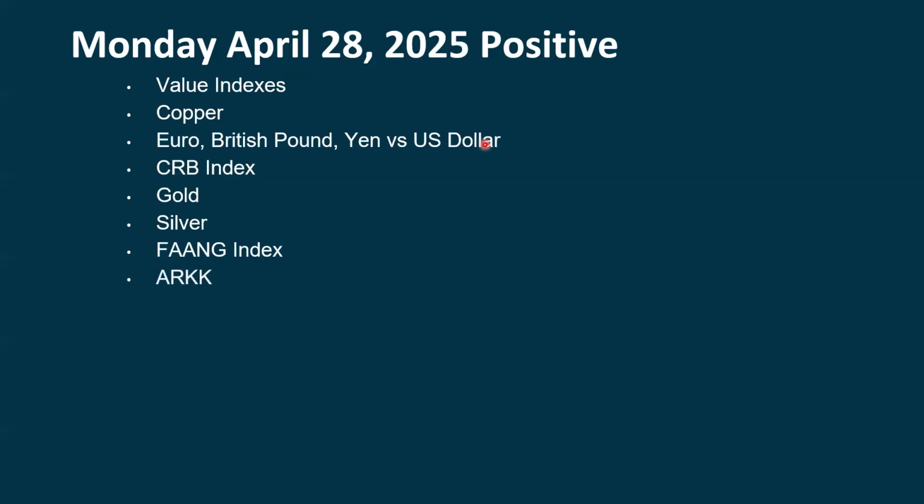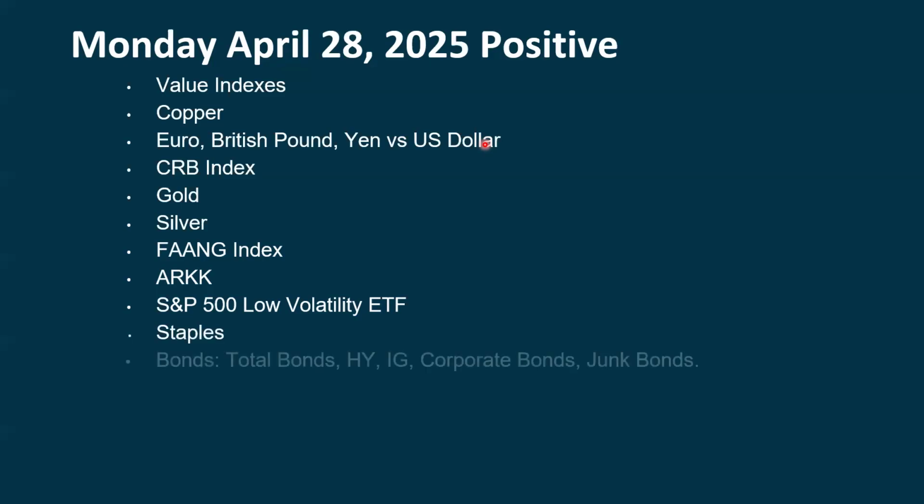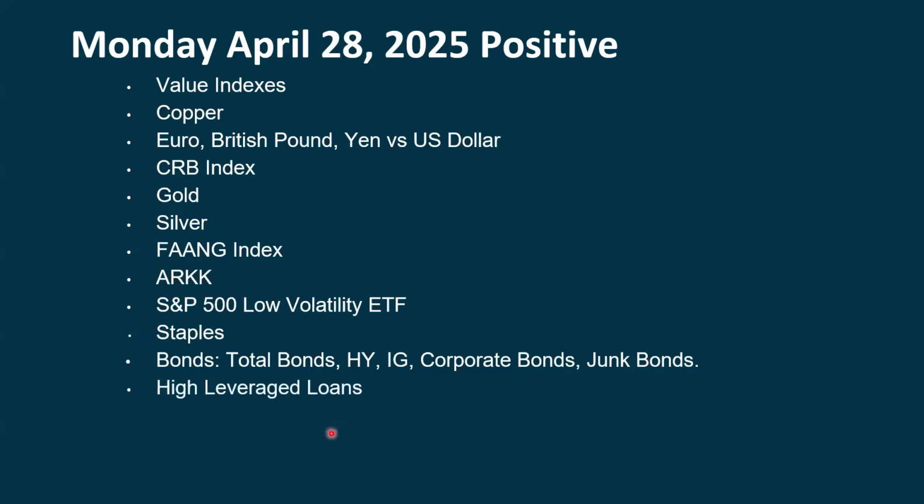ARK just hanging on barely to an uptrend, could be starting a downtrend. The low volatility ETF, toilet paper, toothpaste, it's in an uptrend. Staples, toilet paper, toothpaste, again, they're in an uptrend. And then when we look at bonds based on price, the total bonds, high yield bonds, investment grade bonds, corporate bonds, and junk bonds, they're actually hanging in there pretty well as bonds have been outperforming stocks. High leverage loans, that's encouraging to see that coming back and show some strength.